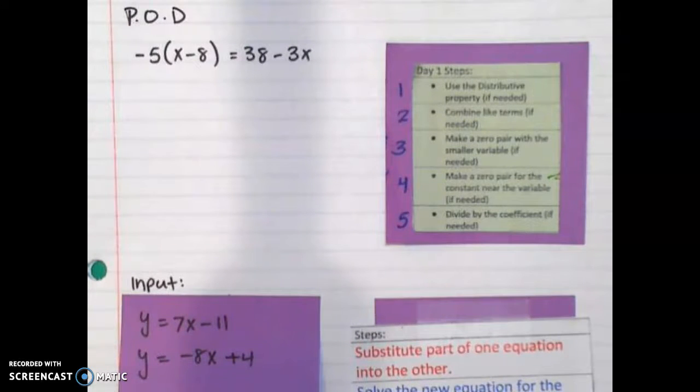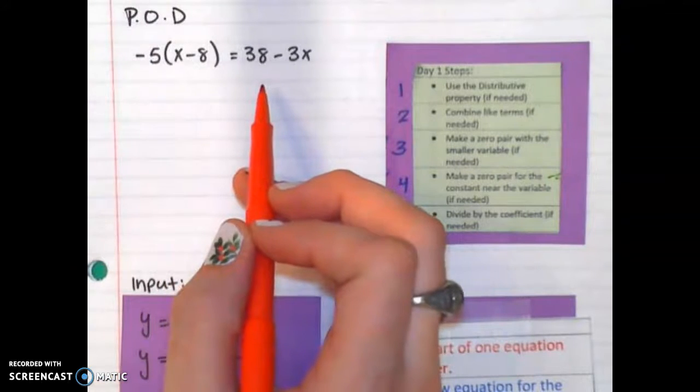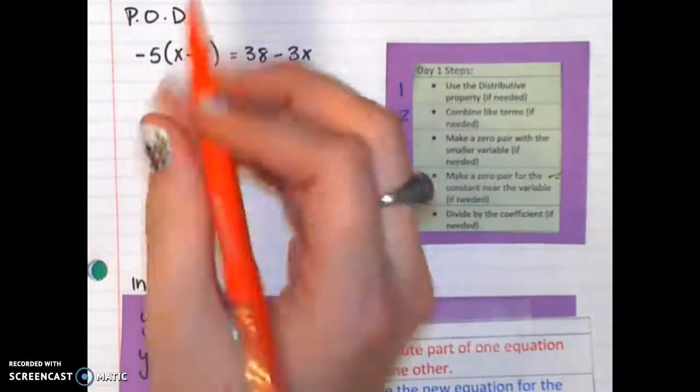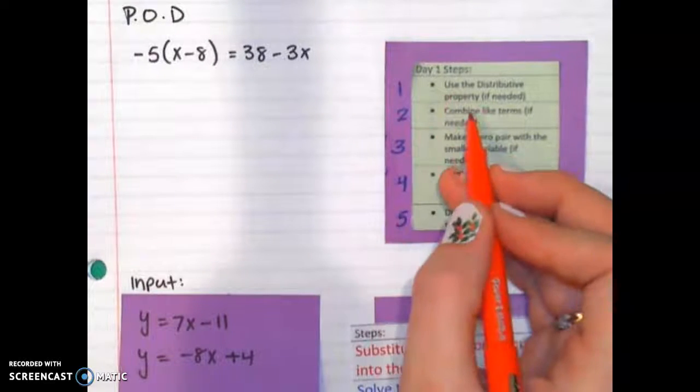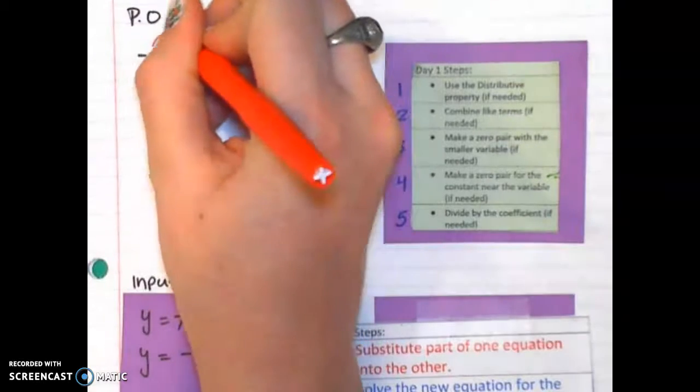So this is your problem of the day. Your problem of the day is review from last week, so I'm going to go through this quickly so we can get to the stuff for today. Step 1 is use the distributive property if needed. I have parentheses, so I'm going to distribute to each one of these.